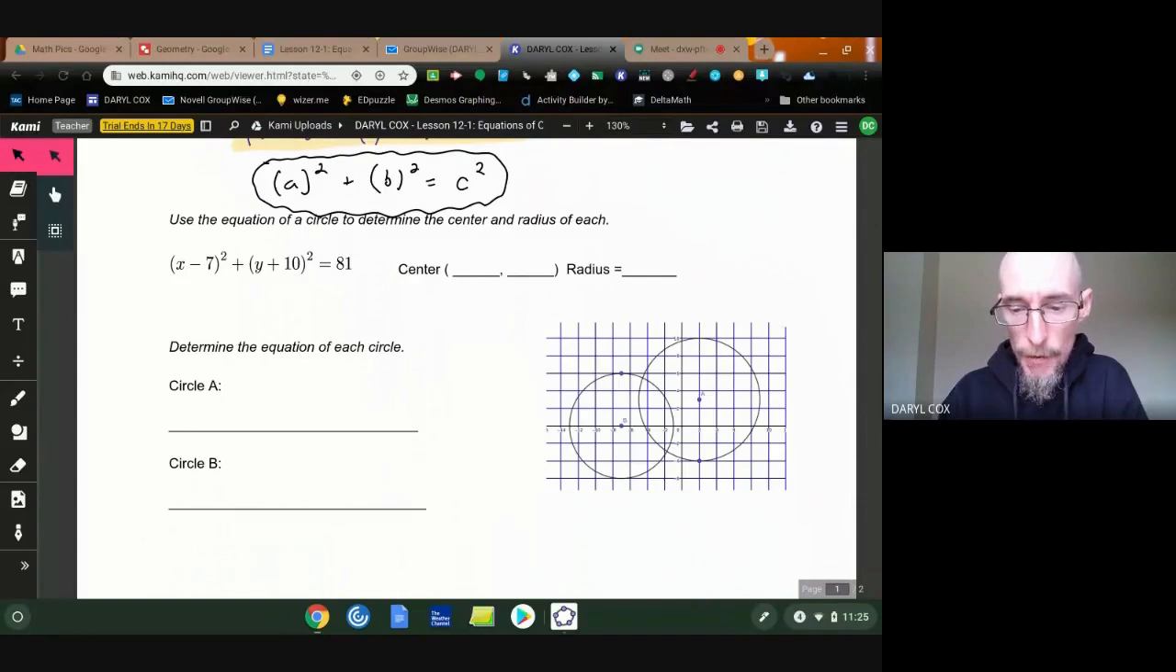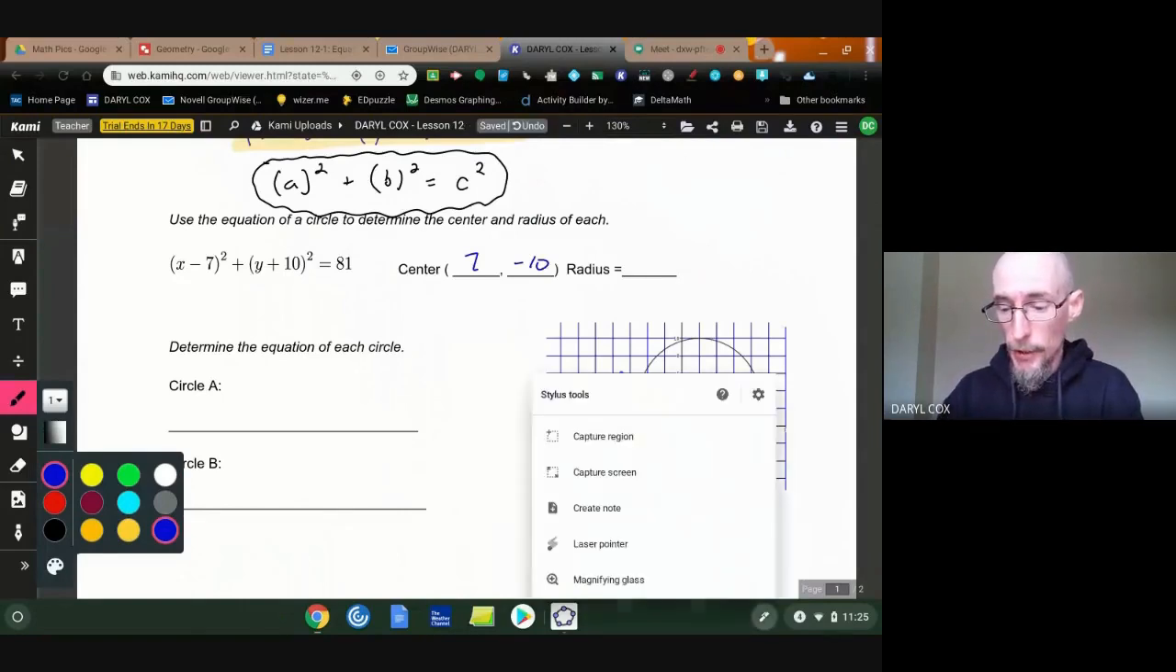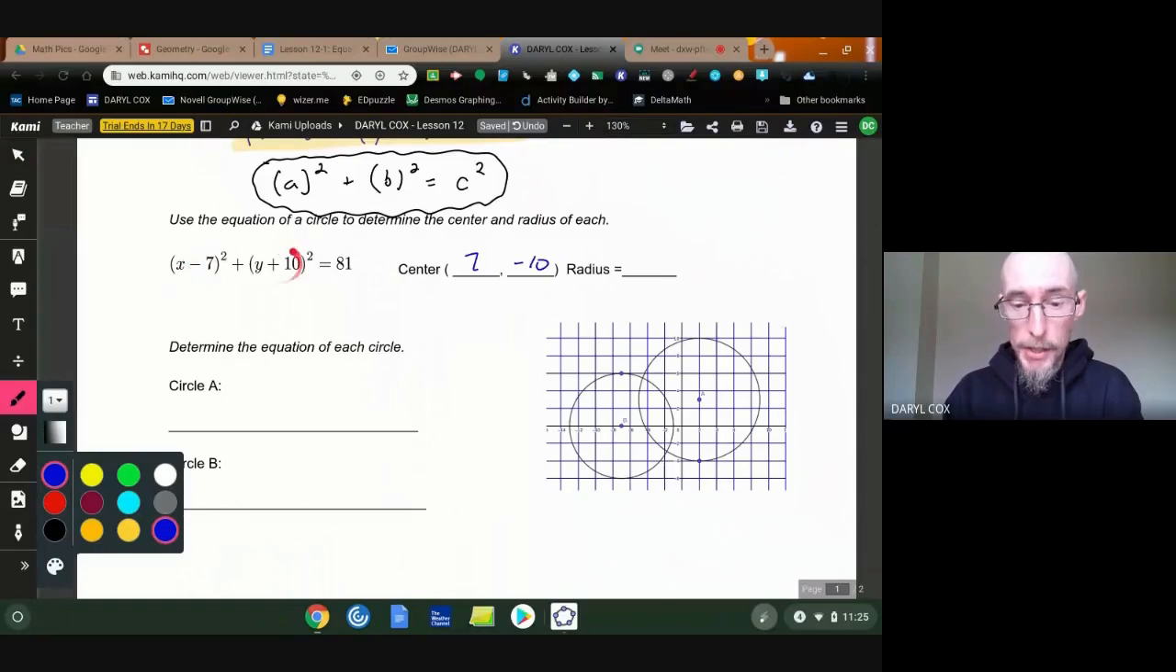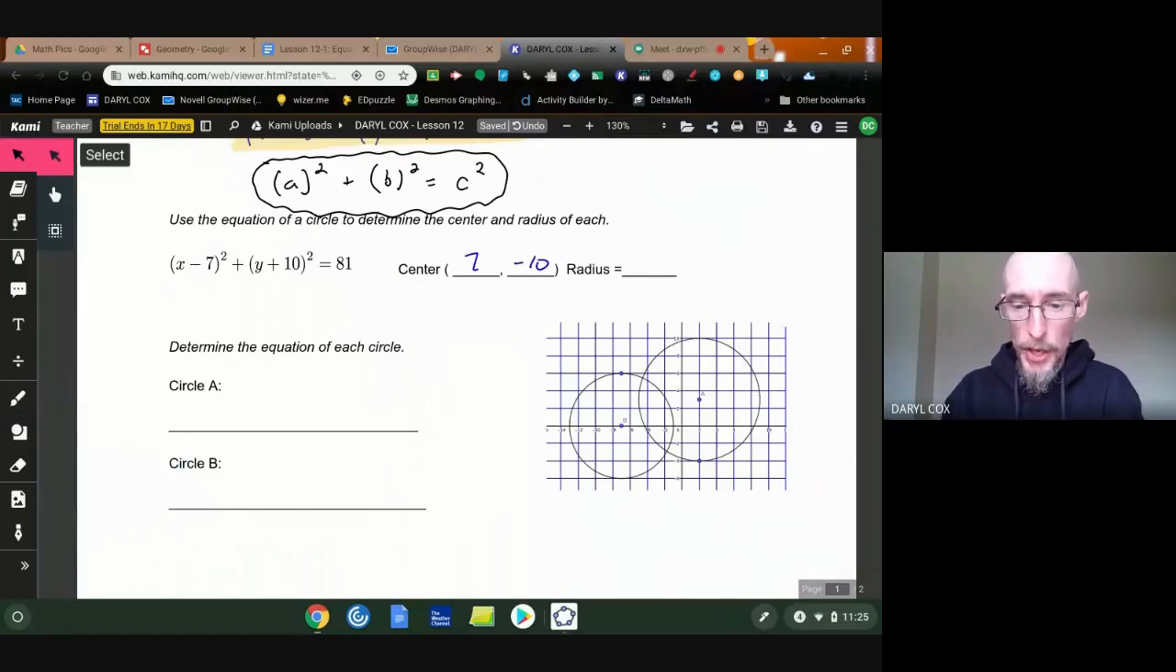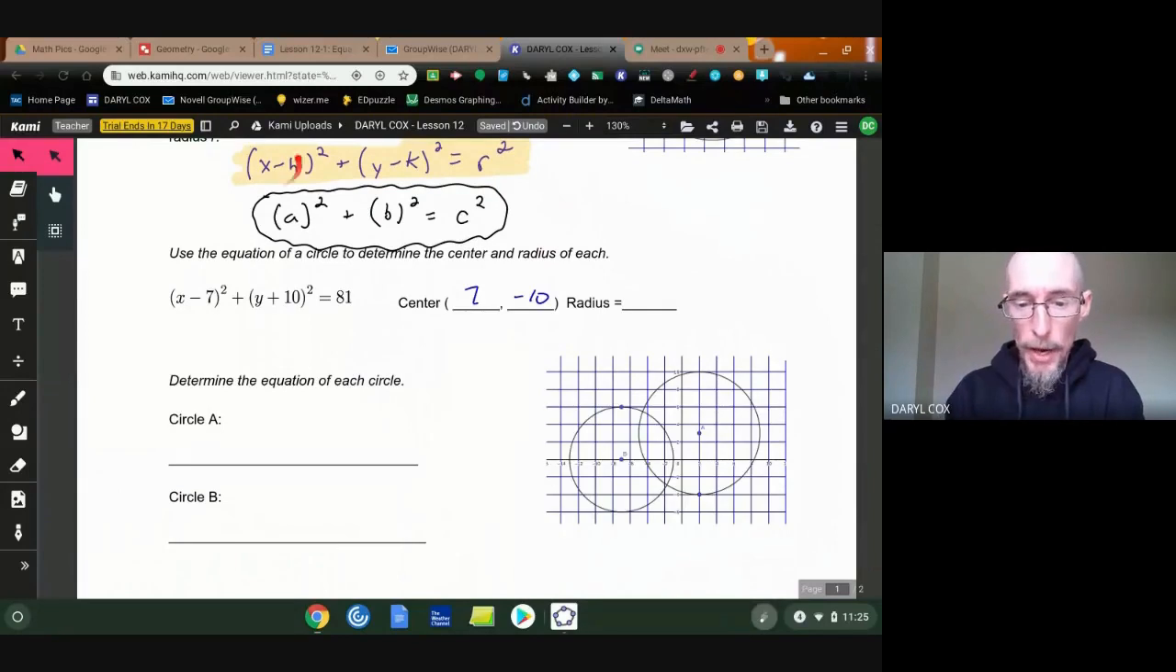Hopefully you said 7, negative 10. Now, one of the mistakes people tend to make is that they'll say negative 7, positive 10. But remember, my formula actually does the opposite of what you think it does. When I look at my formula up here, it's already set up as minus h and minus k. So h and k are my points for my center. So minus h, there's my h. H is 7. But because that says plus, the only way I can take a minus sign and get plus is to make it a negative 10.